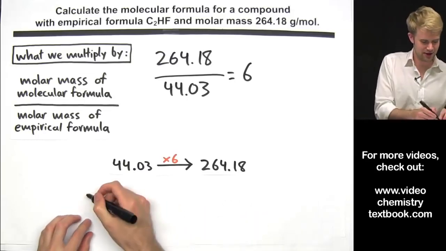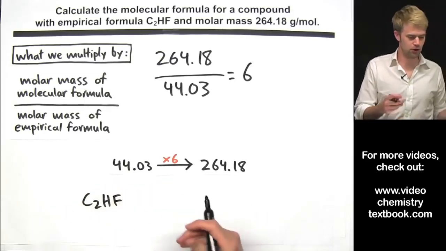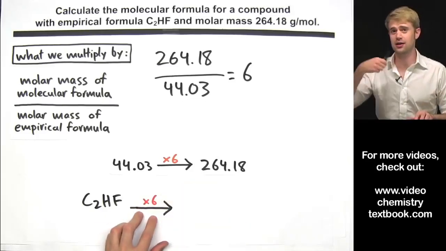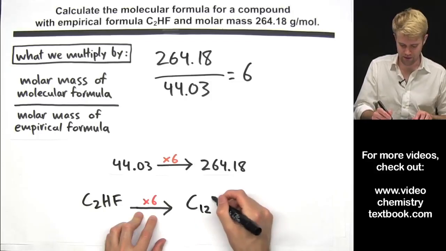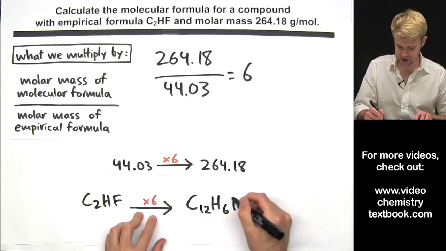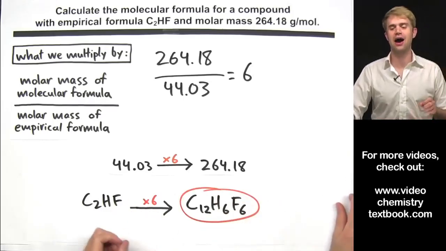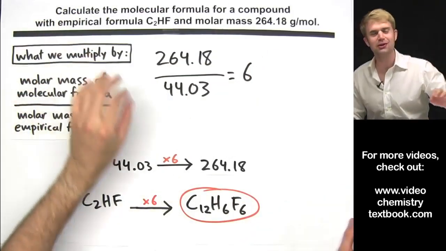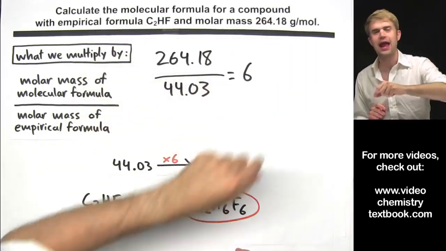So we take the empirical formula, C2H5, multiply it by 6 to get the molecular formula of the compound, C12H30. And that is how we figure out the molecular formula of a compound when we're given the empirical formula and the molar mass.